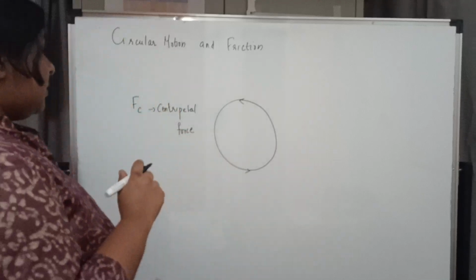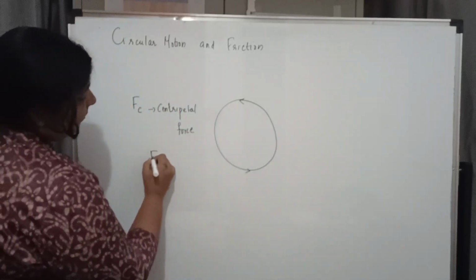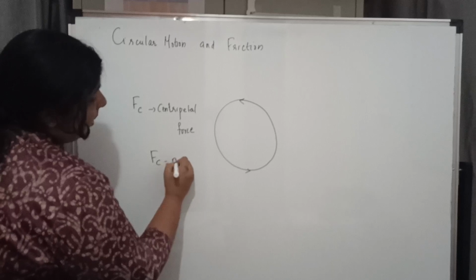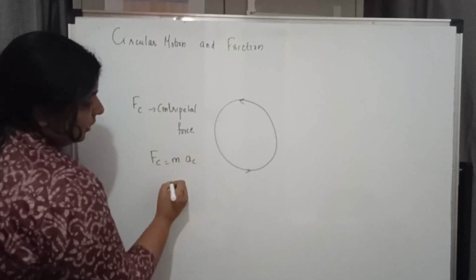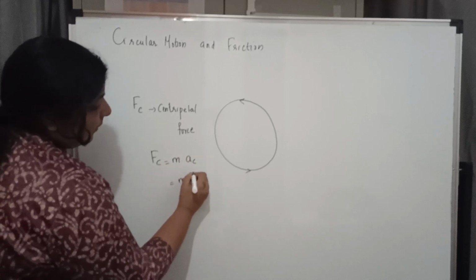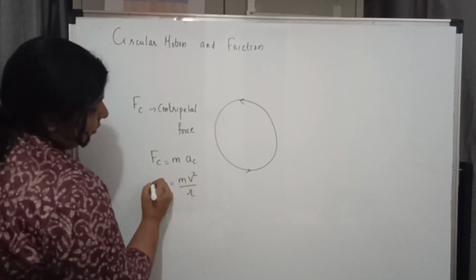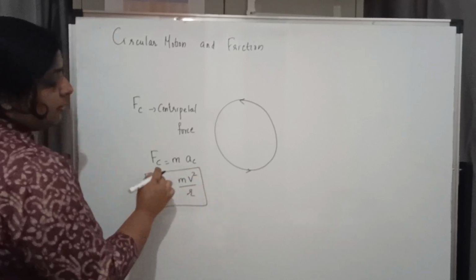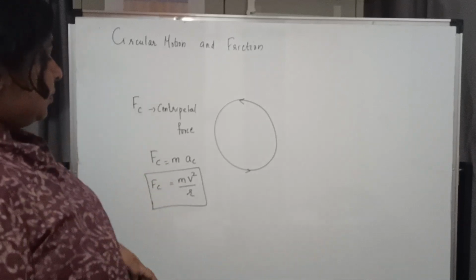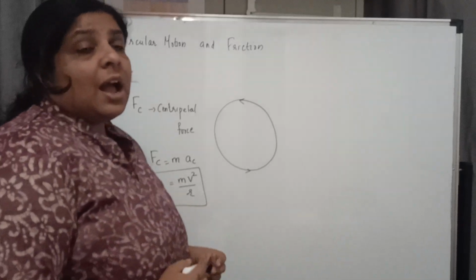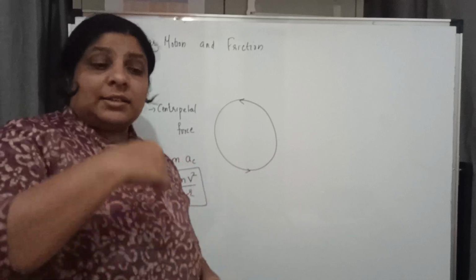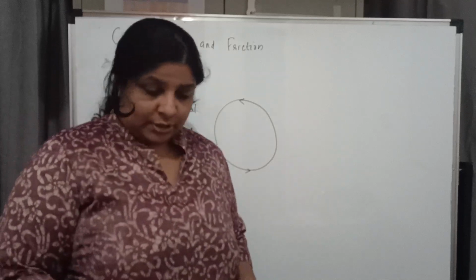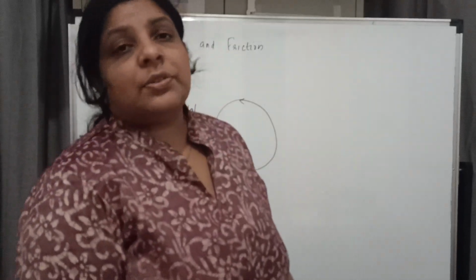So centripetal force Fc is given by mass into centripetal acceleration, that is m v square by r. That is the expression for centripetal force, where m is the mass of the object, v is the velocity of the object, and r is the radius at which the object is getting rotated. Now let us consider a few examples.